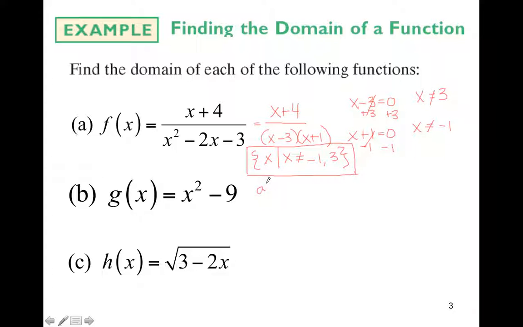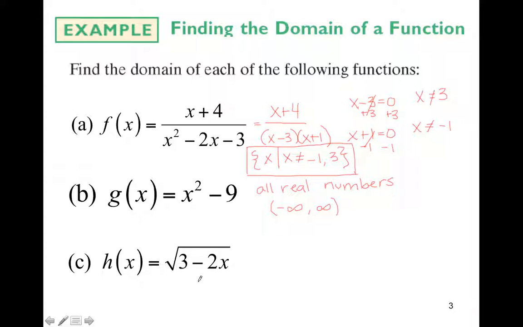Okay, so you could say all real numbers. Or let's see, how else could I write that? In what's called interval notation, you could say -infinity up to +infinity. That's all numbers, all real numbers.